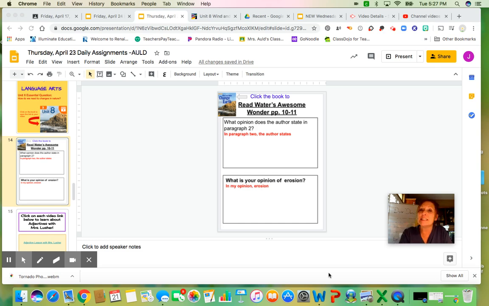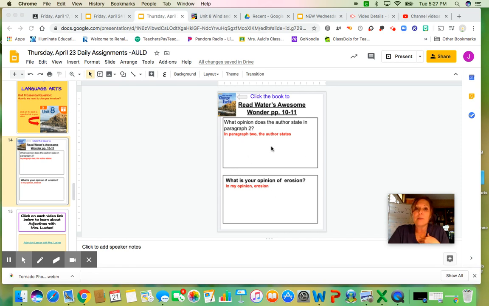Ald again. Today's Thursday, and today we're reading a new story in our close reading book that's called Water's Awesome Wonder. And hopefully you read it. It's really neat to see what water can do to things, okay? This piece is an opinion piece. That means the author who wrote this had an opinion about some of the things that water does to rocks and how it causes erosion.